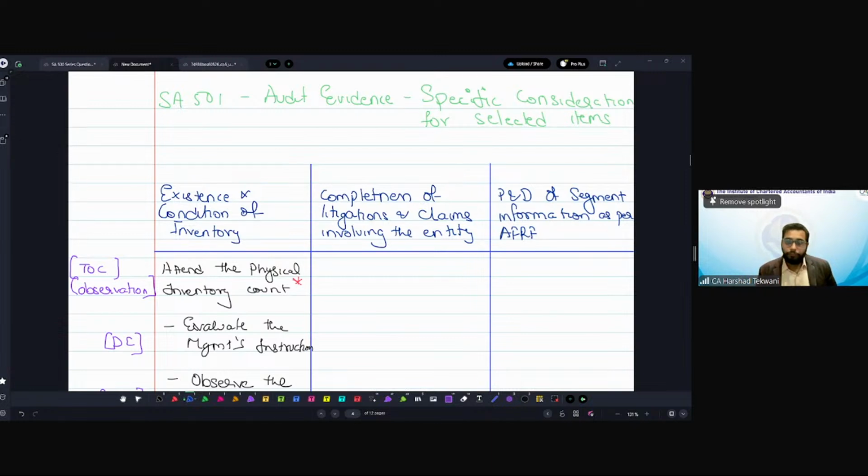So we will communicate with the management regarding whether there is any litigation pending against the company. Okay. So check legal expenses in the financial statements, and also check the external environment in which the entity renders its services. Okay. We can also find out from the minutes of the meeting. Yes.